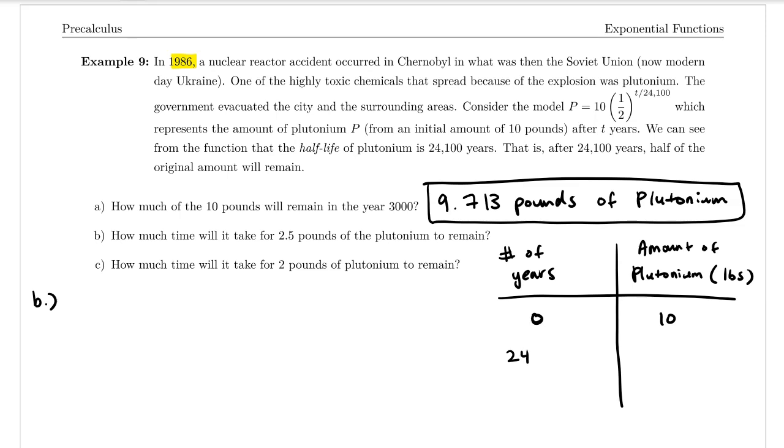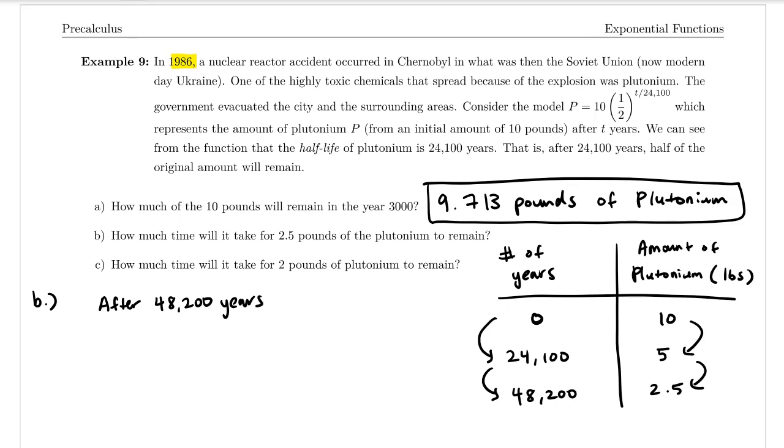Then after 24,100 years, since that's the half-life, that would get cut in half and we would have 5 pounds. After another 24,100 years, so that would put us at 48,200, then we would be left with 2.5 pounds. So we didn't really have to create a formula for this or use the formula. We can see that it just needs to get cut in half 2 times, and that happens after 2 half-lives. So to answer part B, 2.5 pounds will remain after 48,200 years.